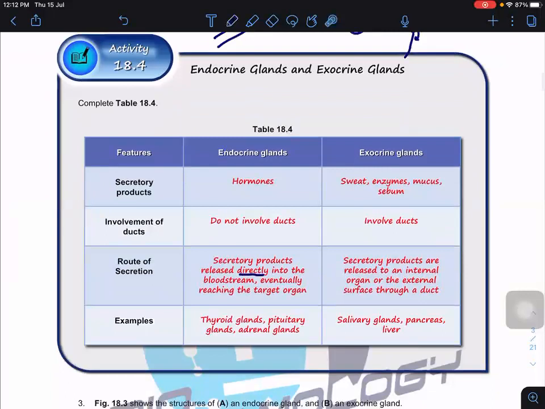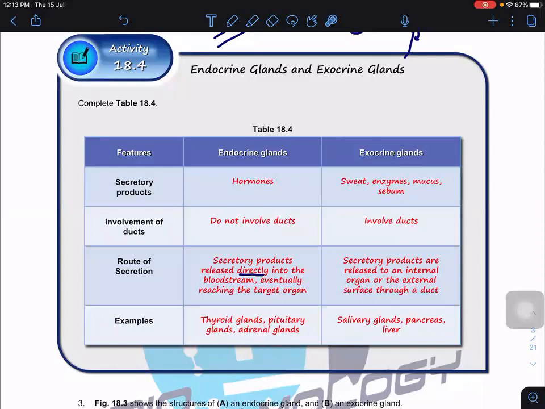That's why exocrine glands require a duct. The products are released onto the internal organs or the external surface through a duct. Either internal organ or external surface, those are the epithelial surfaces. Examples that we're going to learn here: adrenal glands, pituitary glands, thyroid, not really.